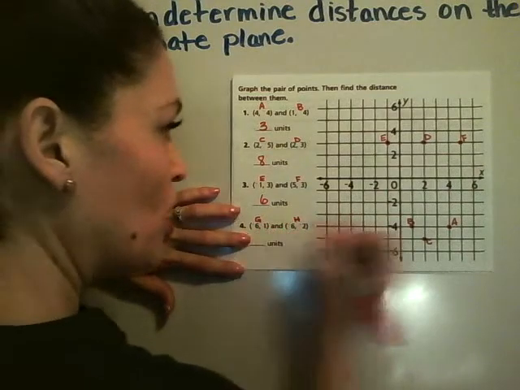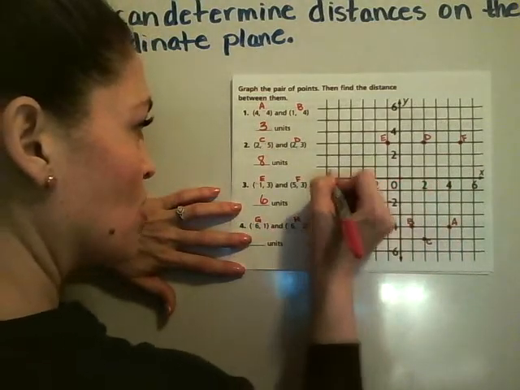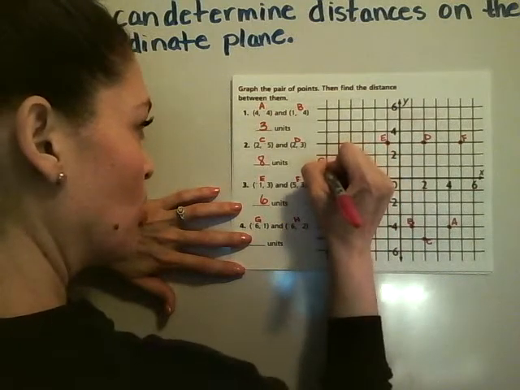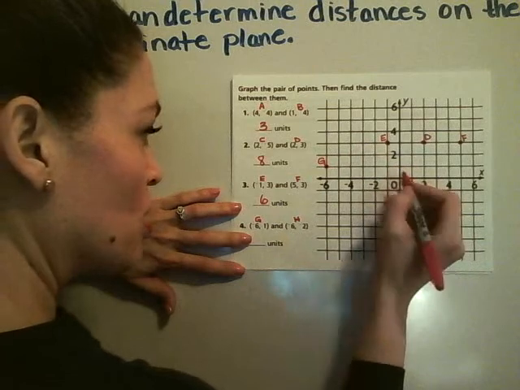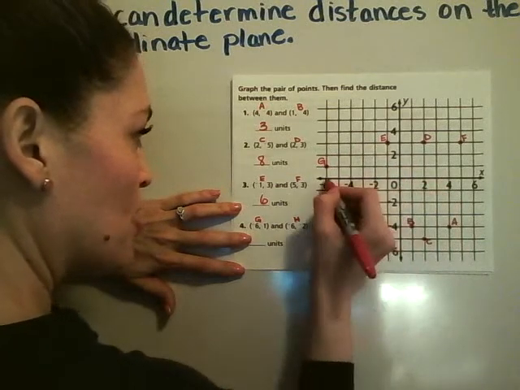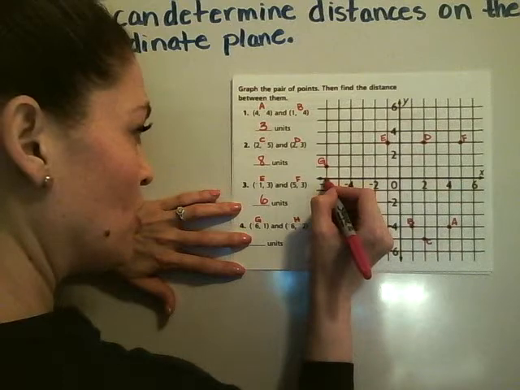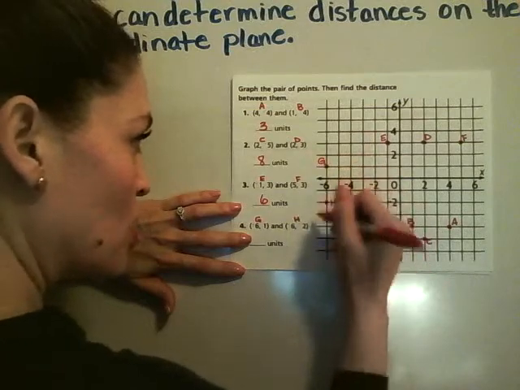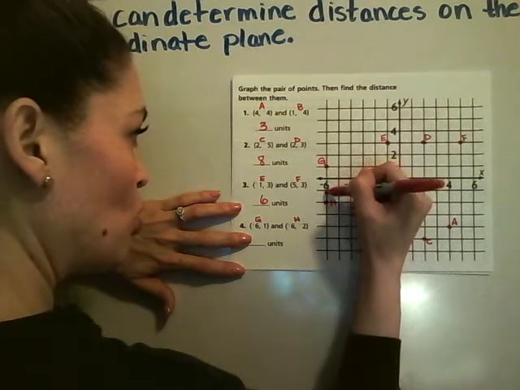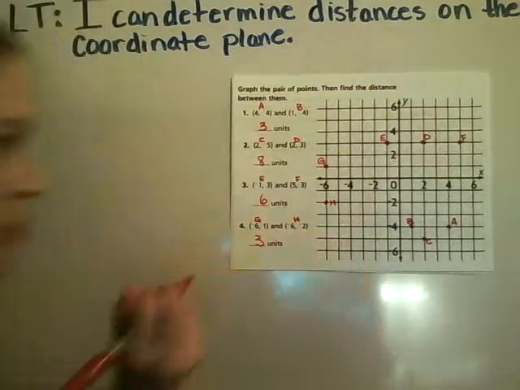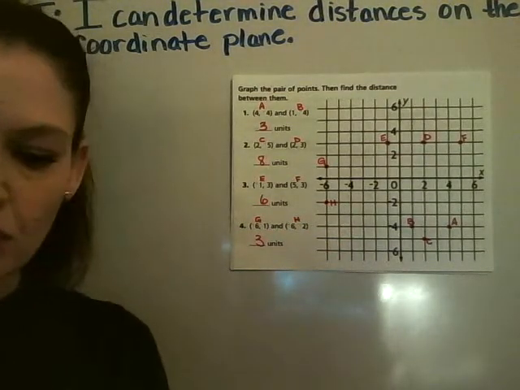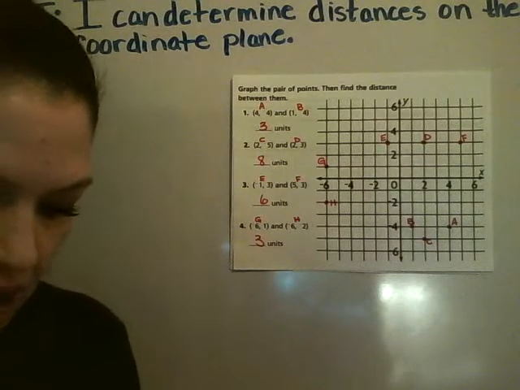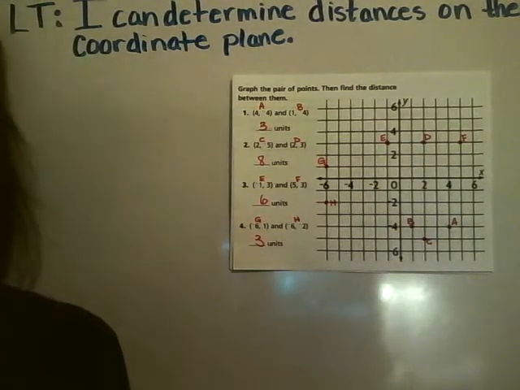And G and H, G is -6, +1, label it G. H is -6, go to the left, and then -2, which means go down 2. That is H. Distance in between them is 1, 2, 3 units. How did you do? Pretty good? Okay, we're going to go ahead and turn to the following page where we have some problem solving.